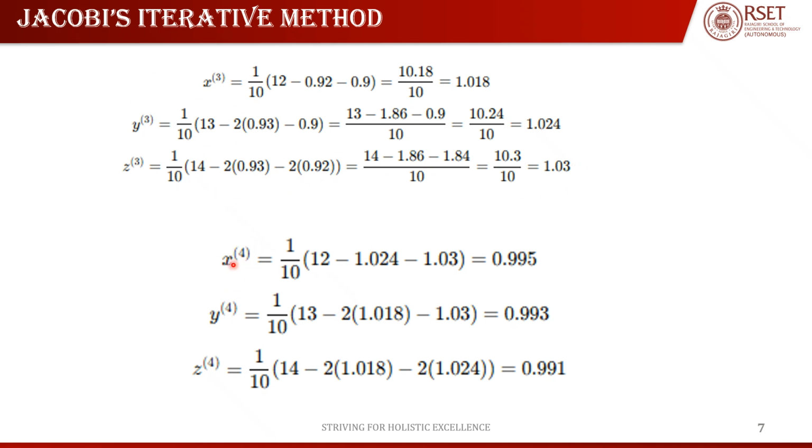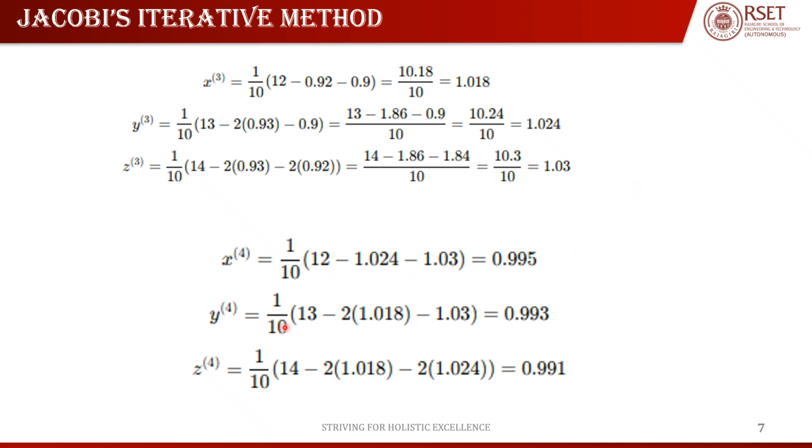And now see how you got the x4. You have 1 by 10 into 12 minus, you had here y, so your y will be y3, this is 1.024, minus you had z, so your z will be from z3, which is 1.03. Just calculate this and you have the value here.